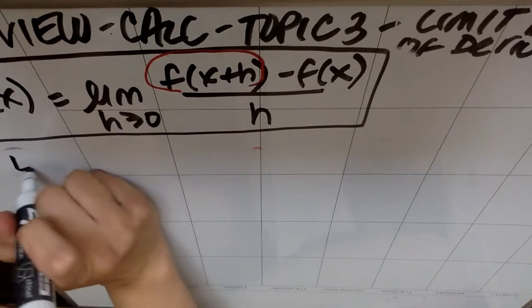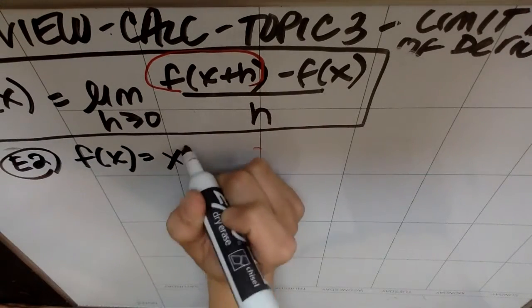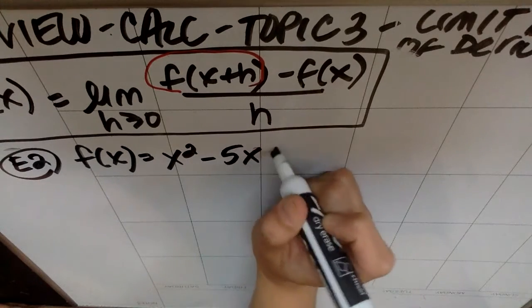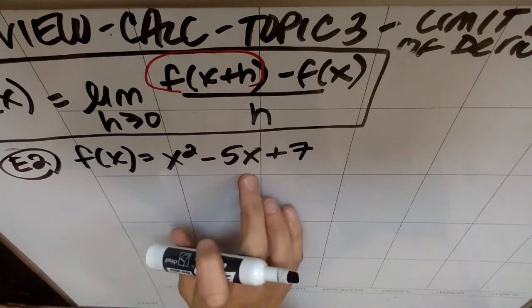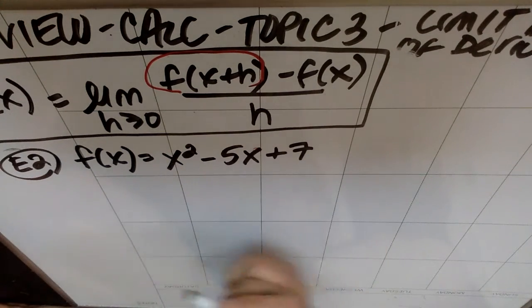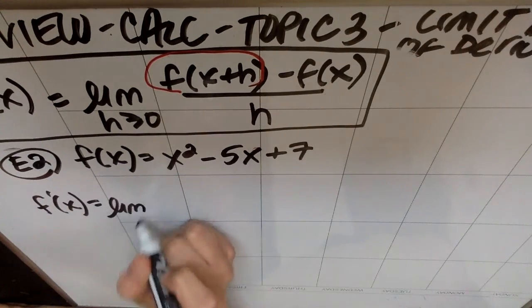So in example 2, our function f of x is going to be x squared minus 5x plus 7. So now I'm going to have to be really careful when I do my x plus h, because anywhere there's an x, I'm going to have to plug in an x plus h. So my f prime of x is going to be the limit as h approaches 0.